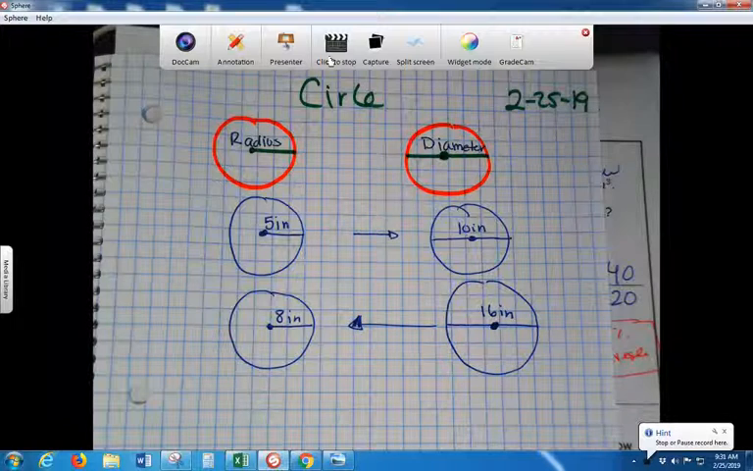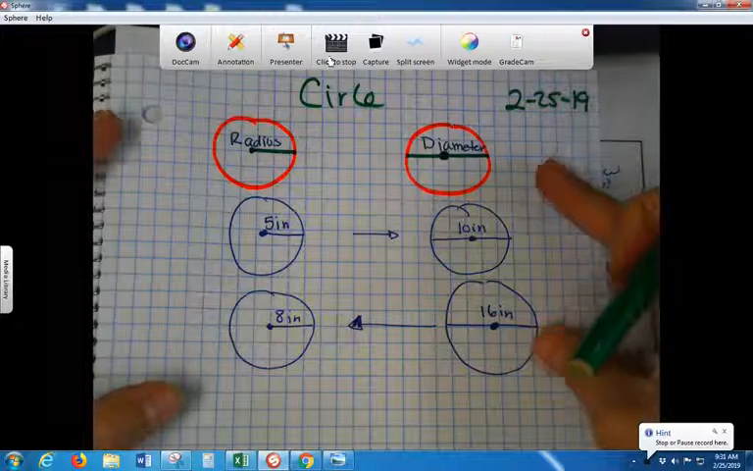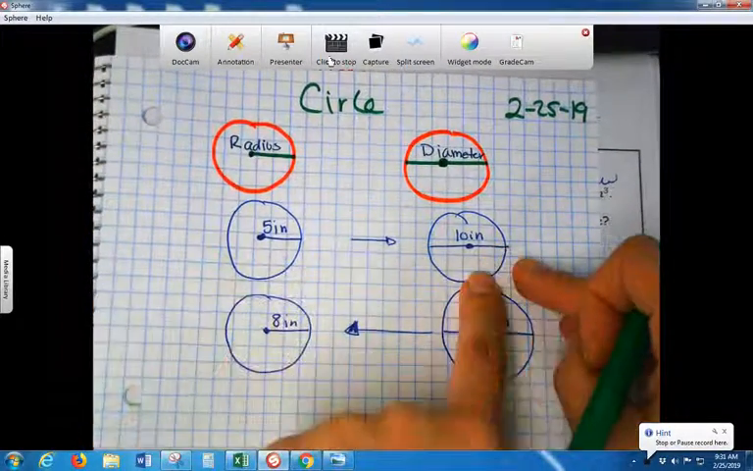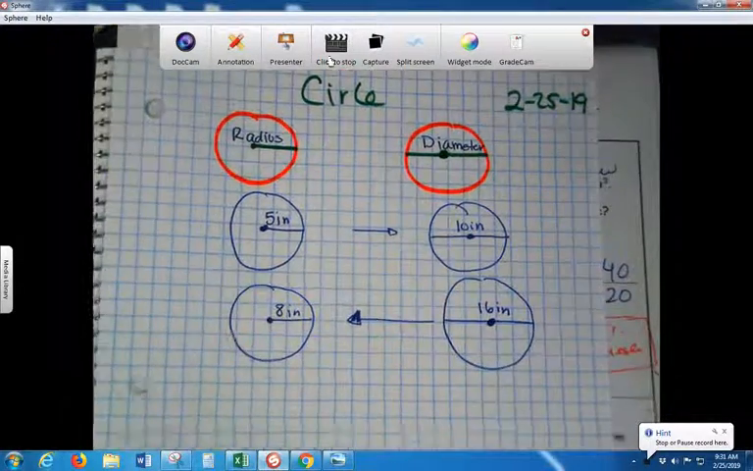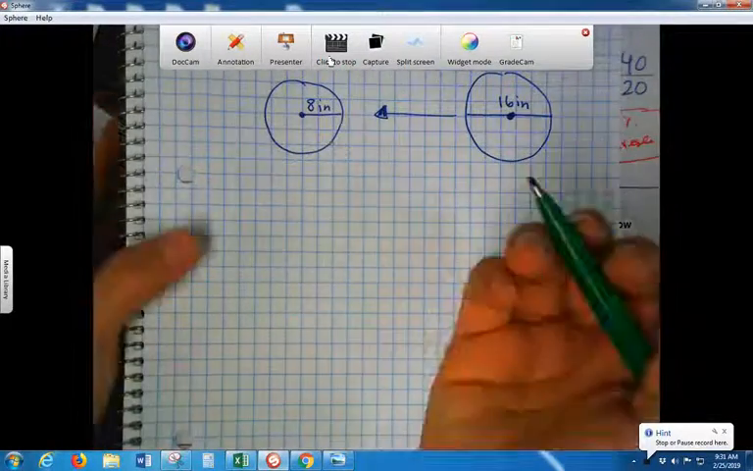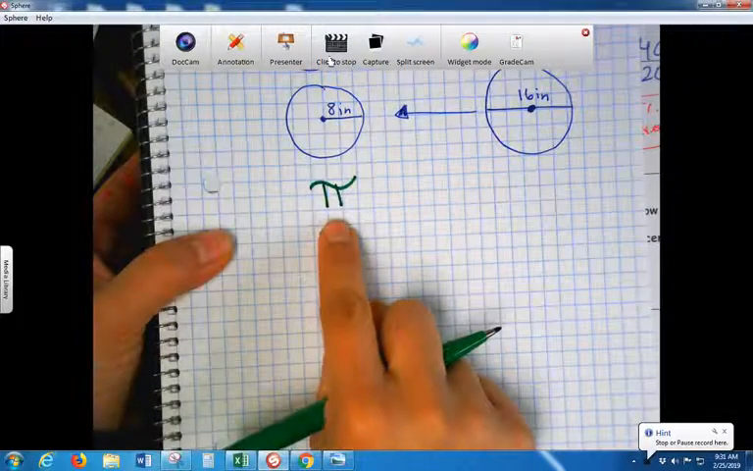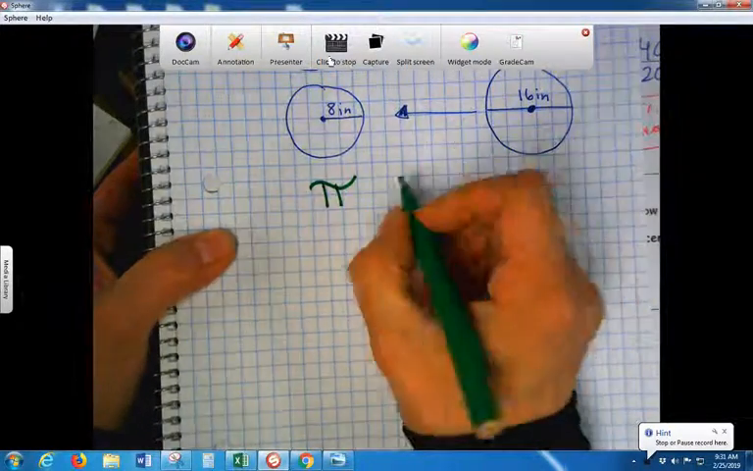No? Cool. Let's move on. So this is like the basics: naming the radius, the diameter, the relationship. It's double or it's half. Now we're going to talk about what is called the... Oh, does anybody know what this is called? Pi. Yeah, pi. This is called pi.